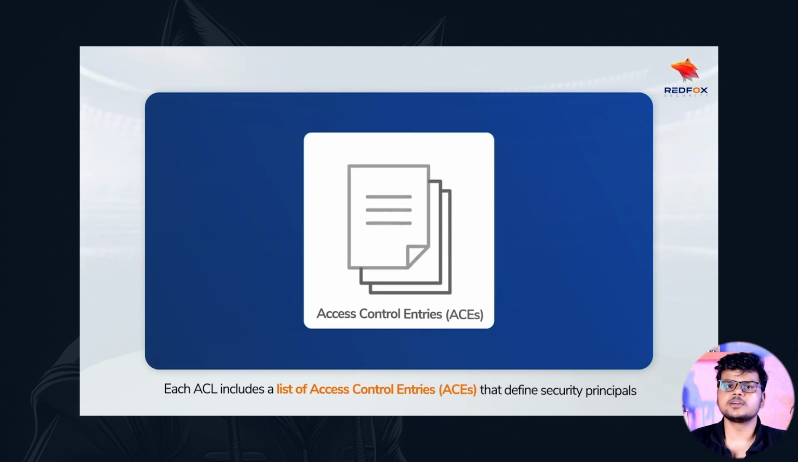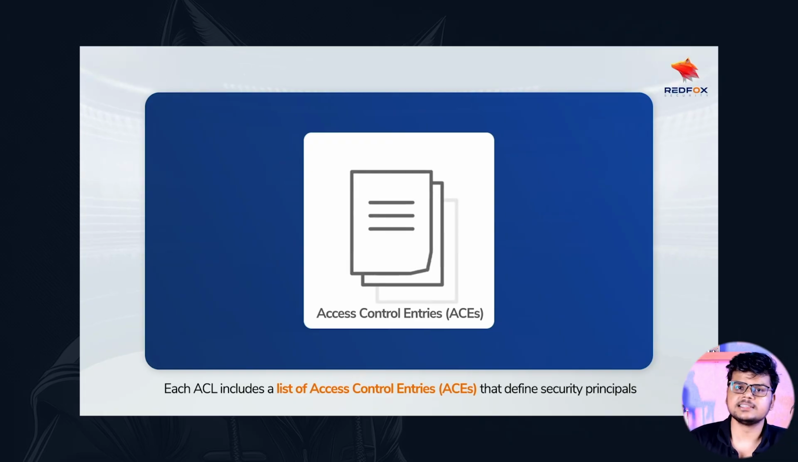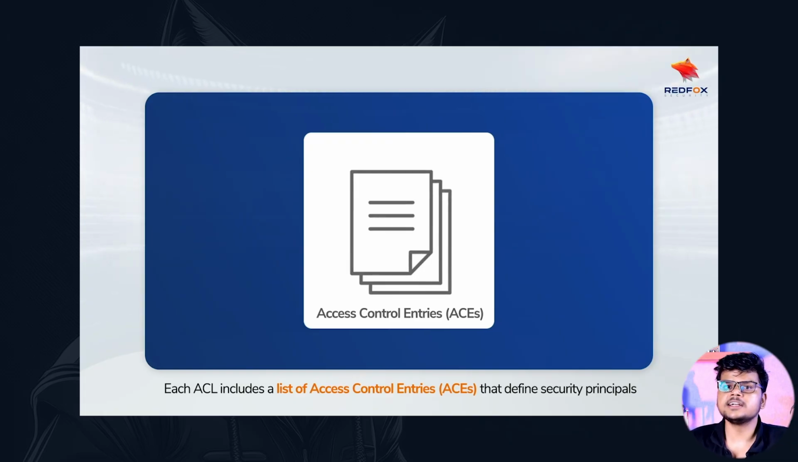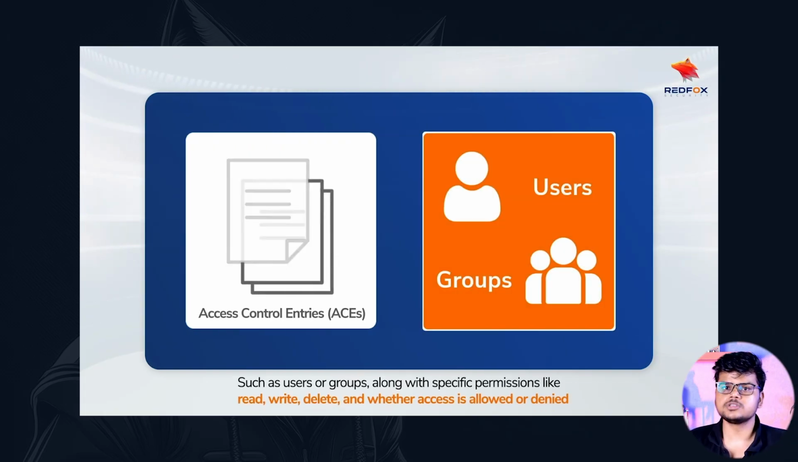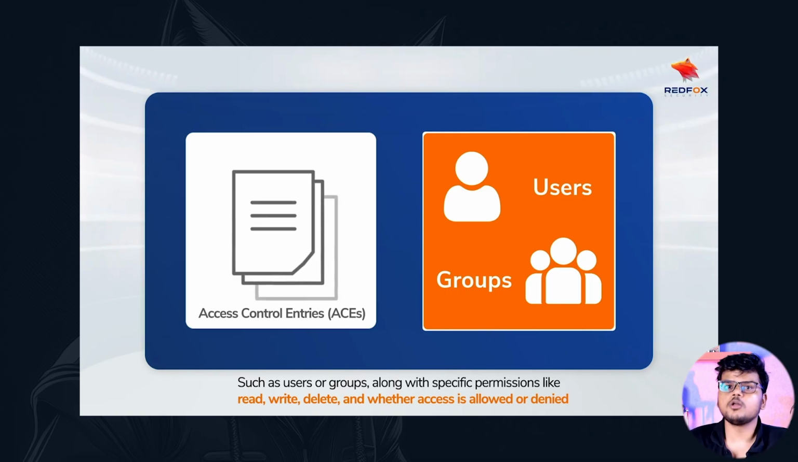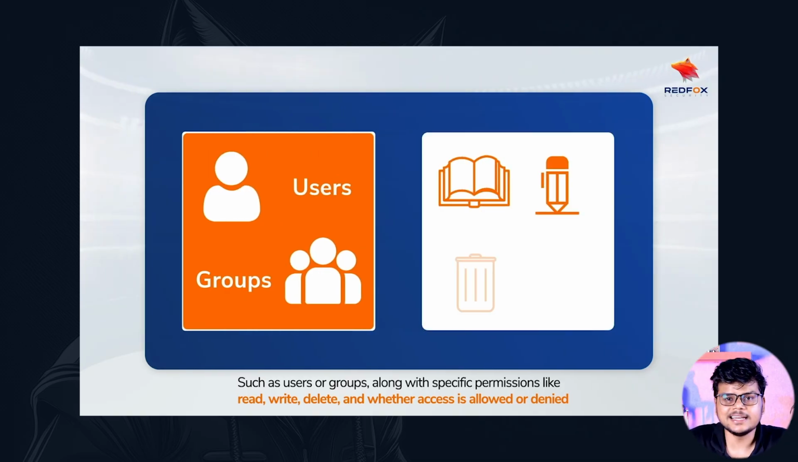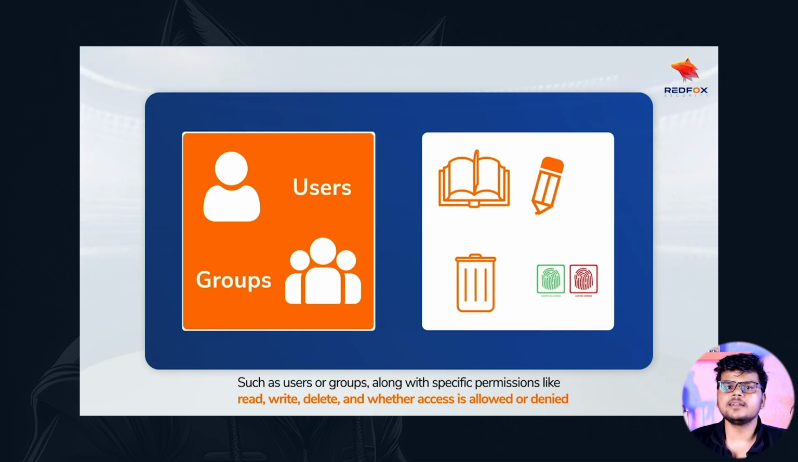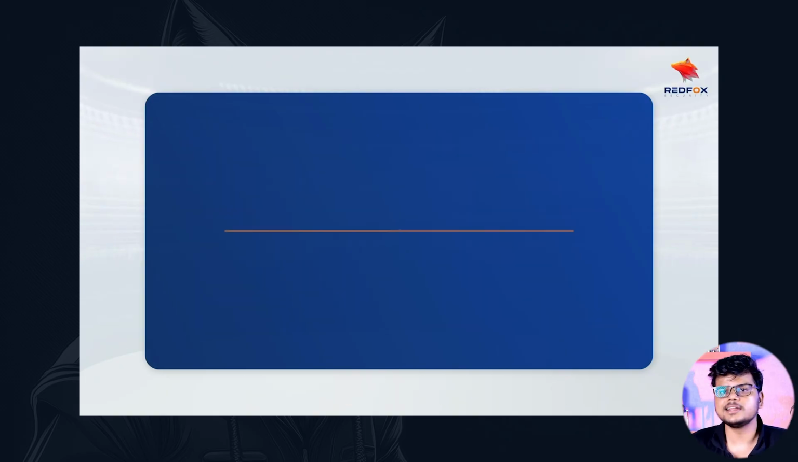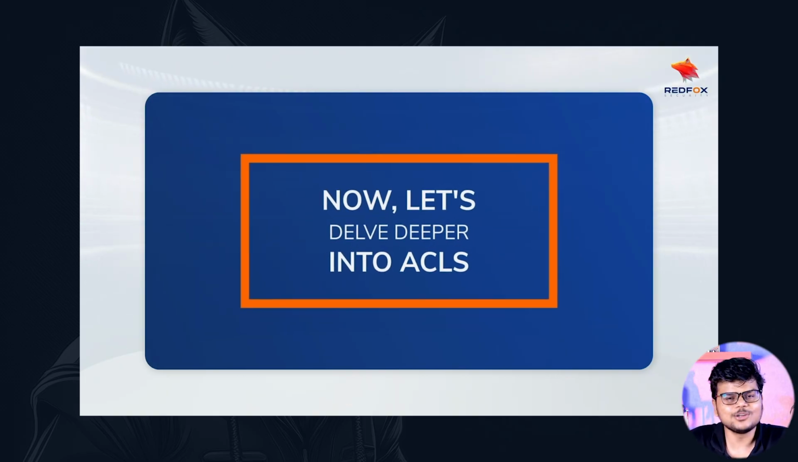Each ACL includes a list of access control entries, ACEs, that define security principals such as users or groups, along with specific permissions like read, write, delete, and whether access is allowed or denied. Now let's delve deeper into ACLs.